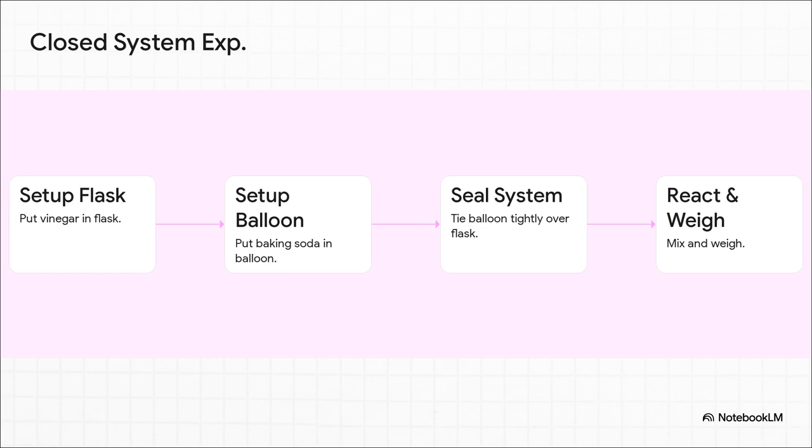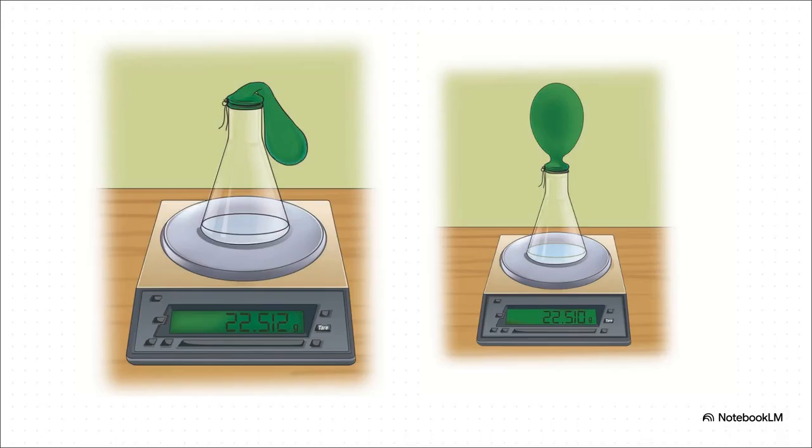By doing this, we create what's called a closed system. Nothing gets in, and more importantly, nothing gets out. Then we lift the balloon, let the baking soda fall in, and watch the magic happen. And bam, the crucial point is revealed right here. When we actually trap that escaping carbon dioxide gas inside the balloon, causing it to inflate right there on the scale, the initial and final mass readings match perfectly. We are looking at 22.512 grams on both sides.